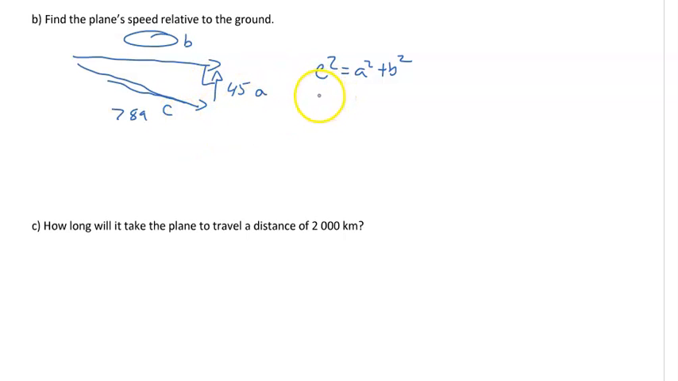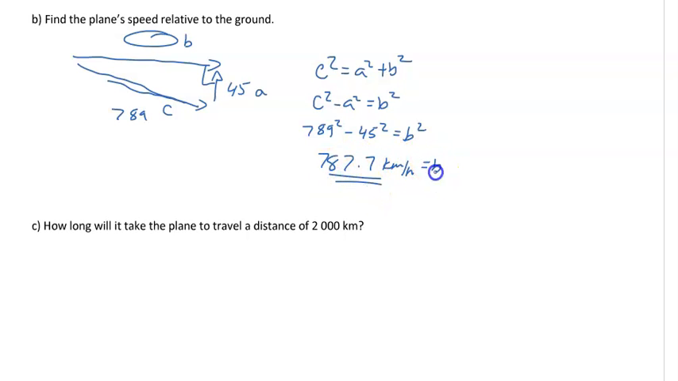C being the hypotenuse, so we're going to take c squared minus a squared is equal to b squared, or 789 squared minus 45 squared is equal to b squared. That gets you 787.7 kilometers per hour as being both of them together. And that's not unexpected. This is a rather small angle of only 3.3 degrees. And so we are seeing that we're not being dragged too much off course, even with a 45-kilometer wind.